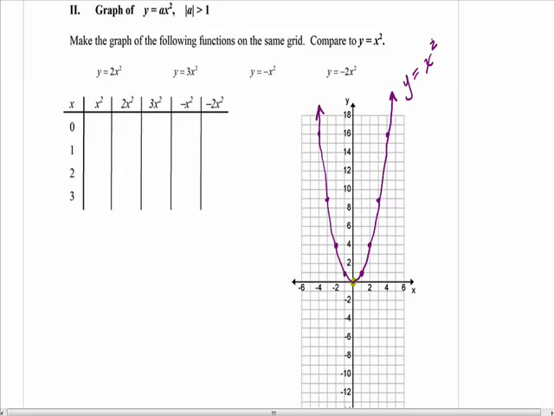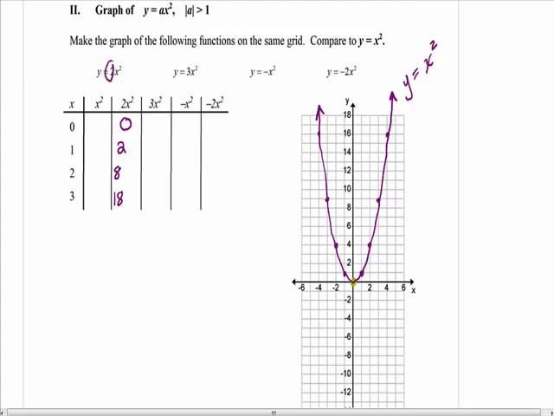Well, what happens when the parent function gets a coefficient on the x squared term, when it gets an a term? It's interesting. If you plugged it in, 0 squared is 0, times 2 is 0, meaning the vertex is still going to be at 0, 0. But now 1 squared is 1, and then I double it, I get 2. 2 squared is 4, and I double it and I get 8. 3 squared is 9, I double it and I get 18.